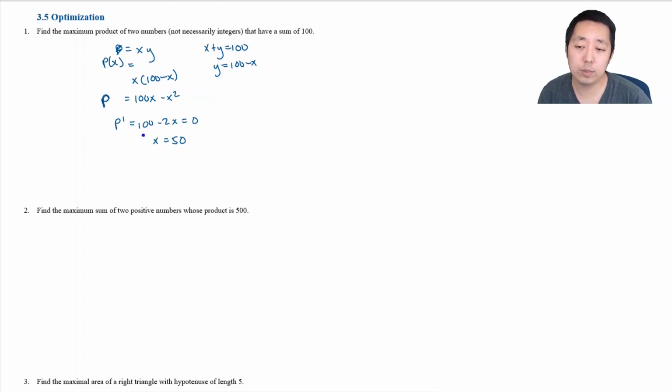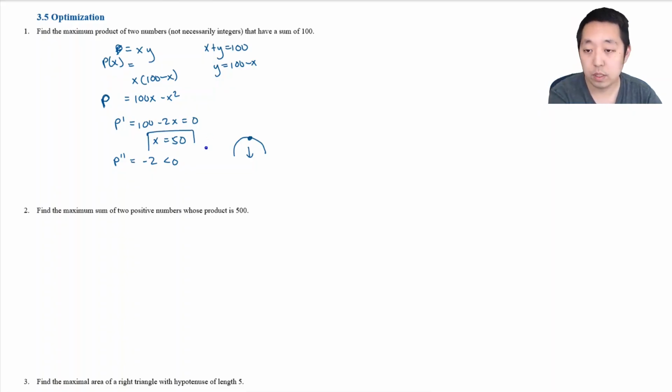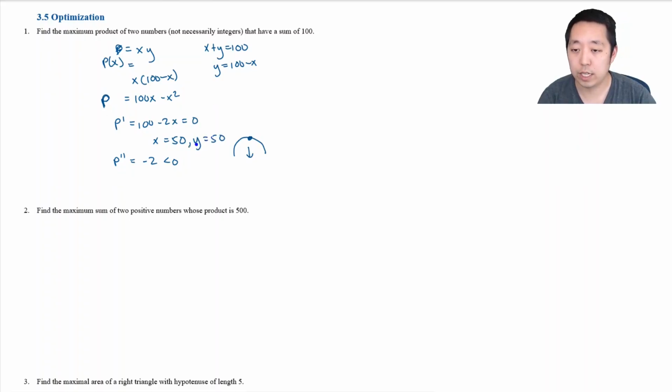Okay, now we have to determine, is this our minimum or maximum? Well, I can use a second derivative test to tell me that this is equal to -2. This is less than 0. This is a maximum because it's concave down. So x equals 50 is my answer. That also means my other number y is also equal to 50 because they add up to 100, and so that would give me the maximum product. Oh, they actually wanted the maximum product, and the p would be 2500 in this case.